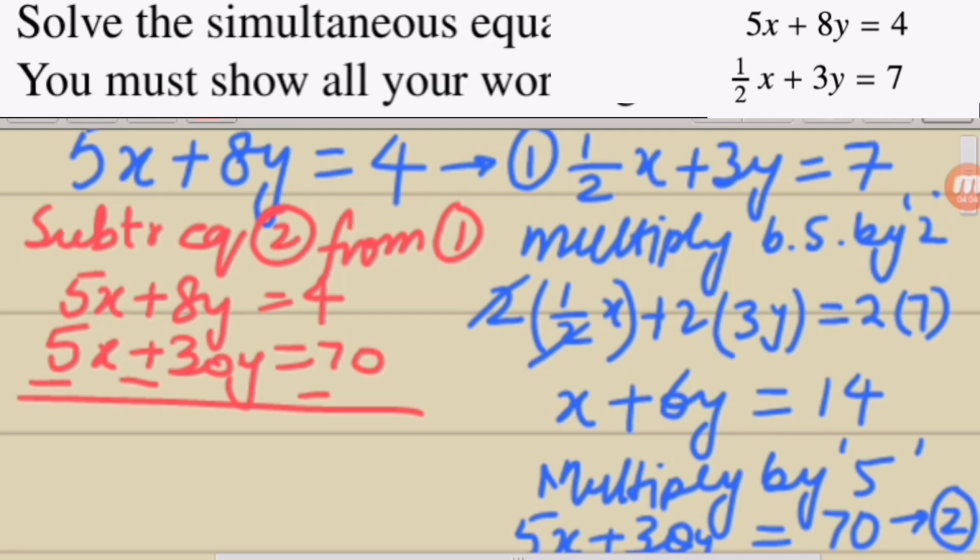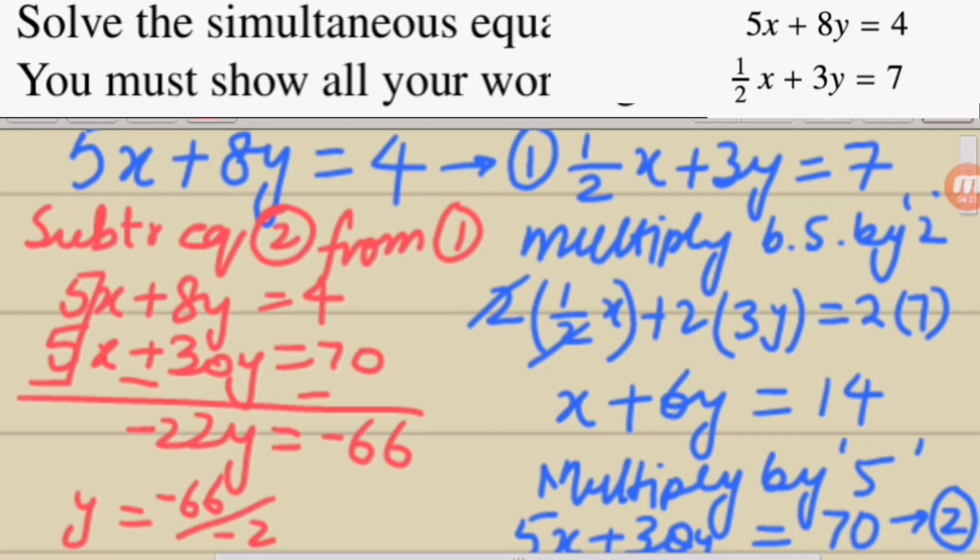Now subtraction is done by changing the sign of the second equation's coefficients. 5x minus 5x, this is 0. The subtraction of 8 and 30 is minus 22. Subtraction of 4 and 70 is minus 66 here. We divide both sides by minus 22, so minus 66 divided by minus 22 will be 3. So y is 3.